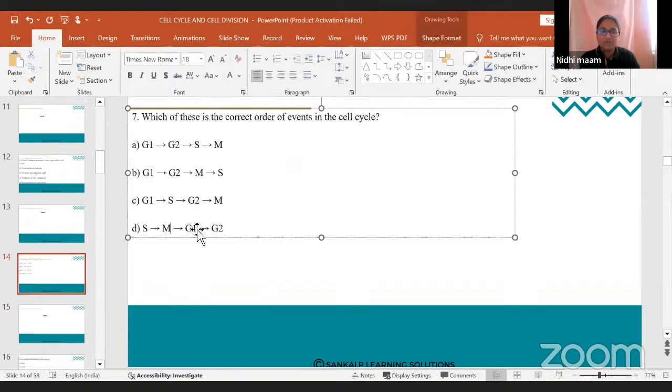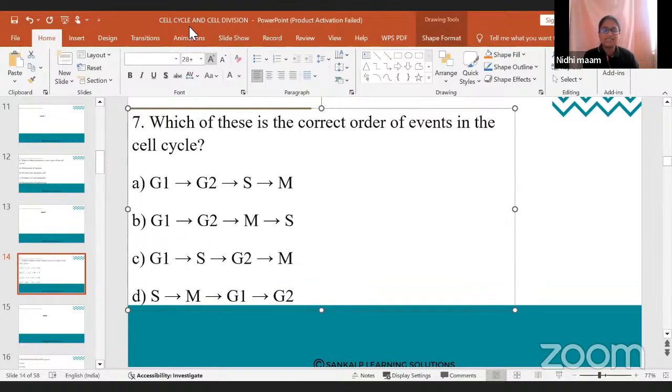Next question. Which of these, very important question, which of these is the correct order of the events in the cell cycle? G1, G2, S, M. G1, G2, S and M.